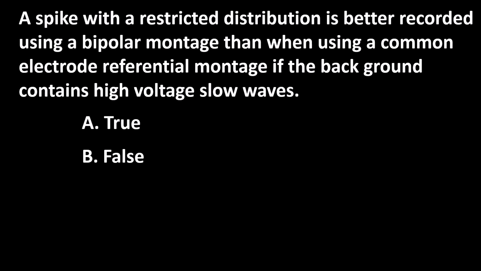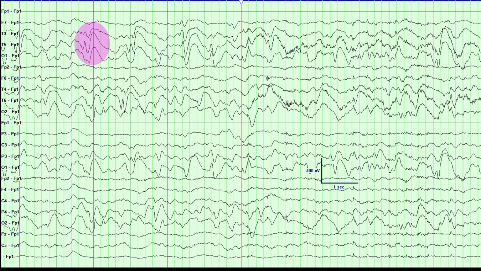A spike with a restricted distribution is better recorded using a bipolar montage than when using a common electroreferential montage if the background contains high voltage slow waves. A true, B false. This epoch was recorded using a cephalic common electroreferential montage. The highlighted area demonstrates two potentials: a long duration widespread potential with a relatively small voltage gradient and relatively high coherence. This potential is preceded by another potential.